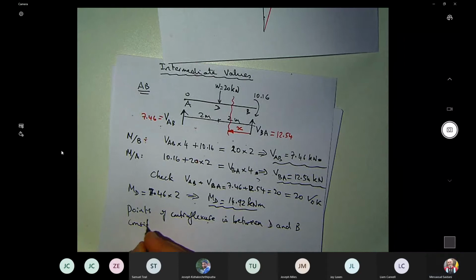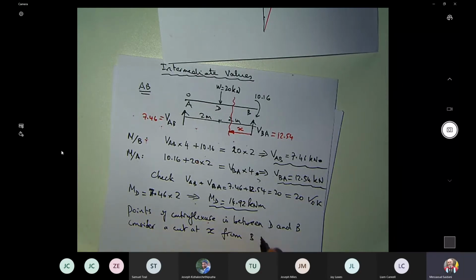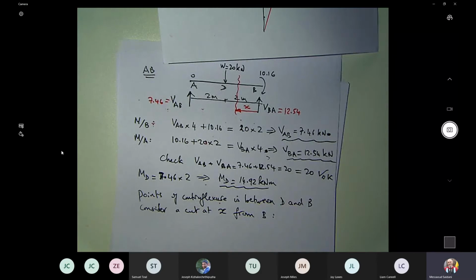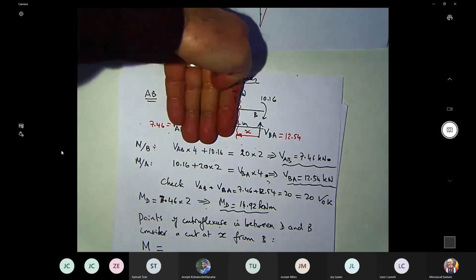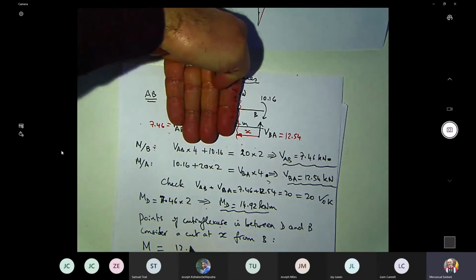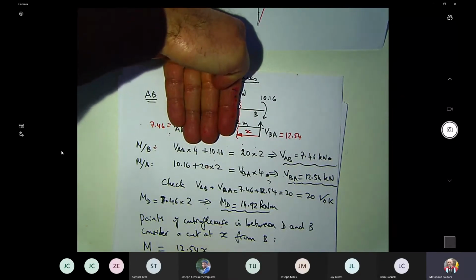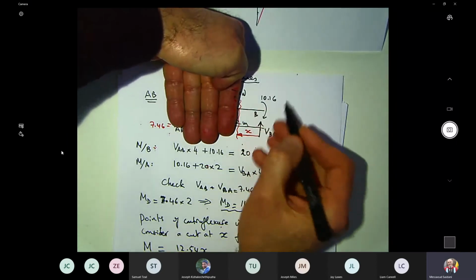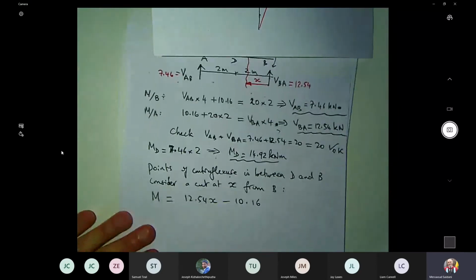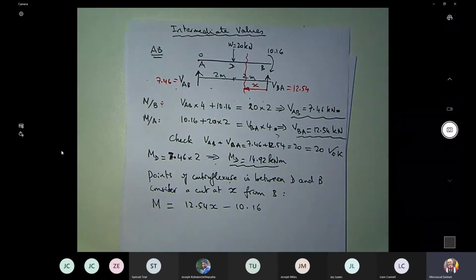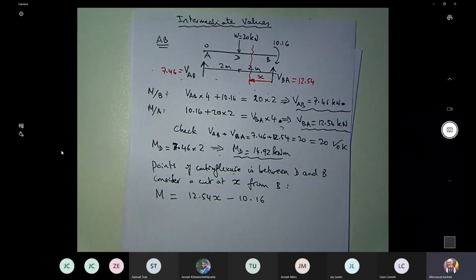Okay, so consider a cut at X from B, and we have the moment. What is the moment at the cut here? Now, look. 12.54 times X. Yeah, that's it. So it's 12.54 times X.